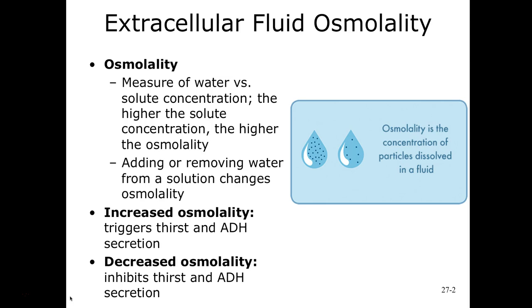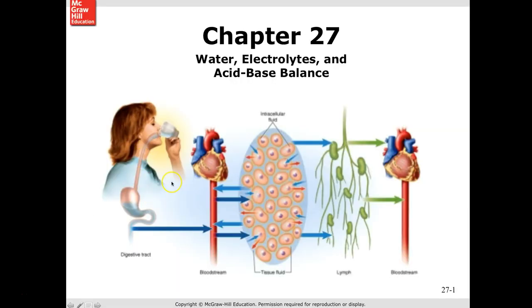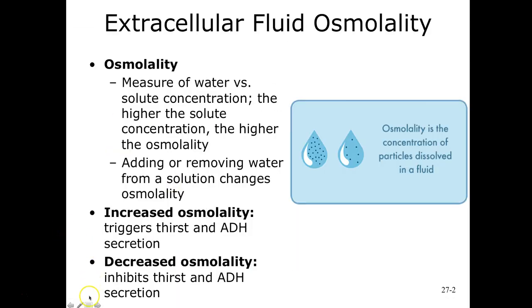So let's start with osmolality. We kind of talked about this in the urinary system. Osmolality is the measure of water versus the solute concentration. The higher the solute concentration, the higher the osmolality. I really liked the image here on the right-hand side, where it shows you a drop of water, and you could see within that water we have these little dots representing solutes. This one over here would have a higher solute concentration compared to the one on the right.